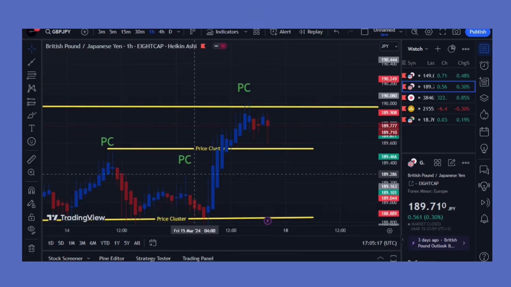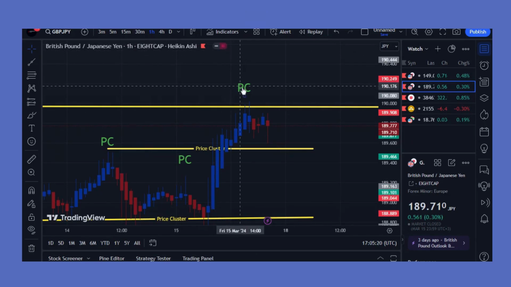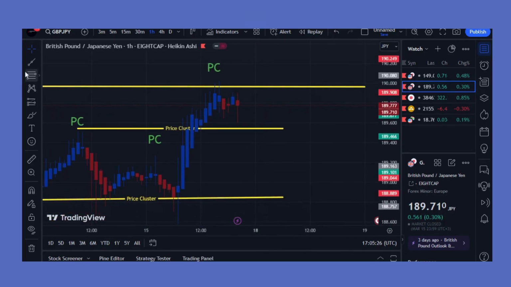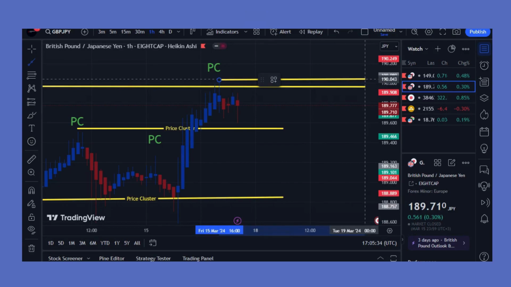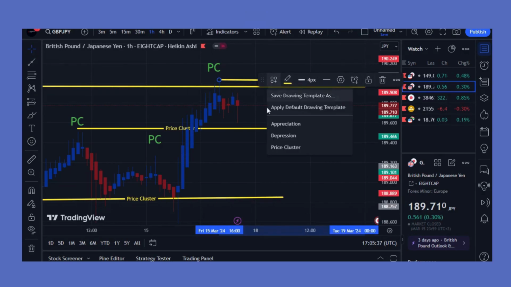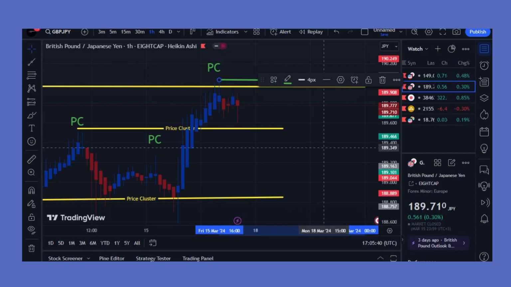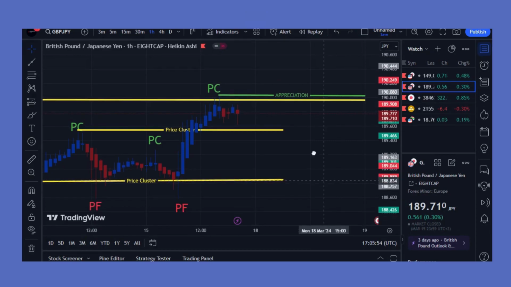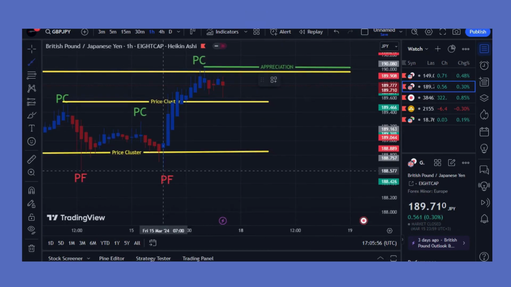So alright, what's the next step? Next step is for me to look for appreciation and depreciation level. I'll use the 1 hour chart, so I can identify my appreciation and depreciation level. That's my appreciation level, just above the price cluster, and my depreciation level on this chart is further here.